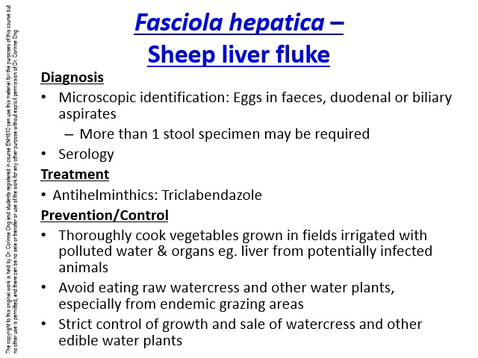Transmission can be prevented by thorough cooking of vegetables that are grown in fields irrigated with polluted water and avoiding the consumption of raw watercress and other aquatic plants from these areas. As well, organs from potentially infected animals, such as liver, should be cooked adequately, even though they may become less palatable. Strict control of growth and sale of watercress and other edible water plants should be implemented.